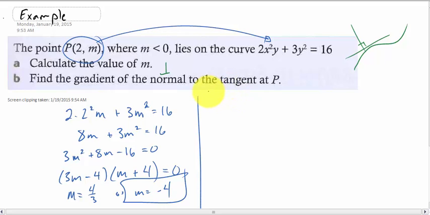Pause the video, differentiate. There is a product rule that needs to be used here. Ready, set, go. And you should have this as your derivative. And here is where I might differ in how I proceed compared to other people. I'm going to substitute my x and y in right now and then solve for dy/dx.